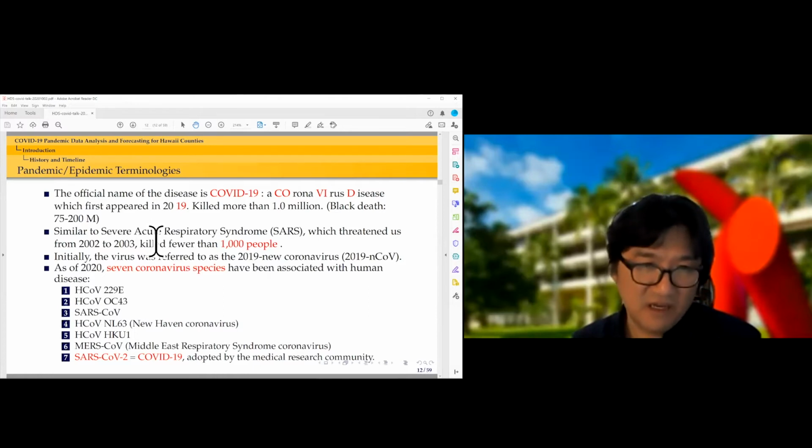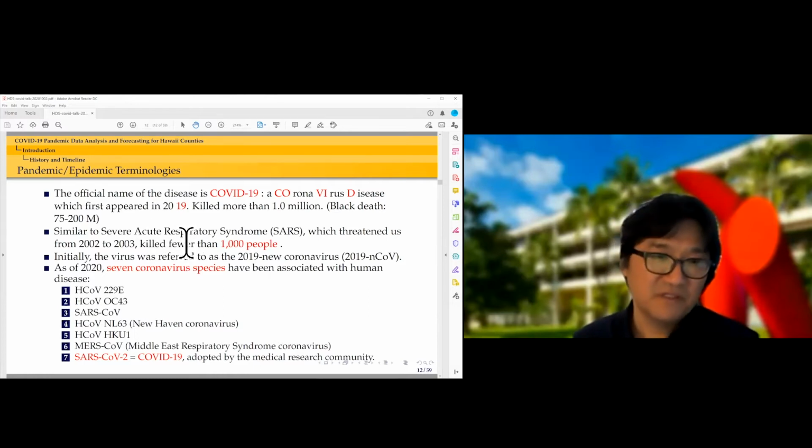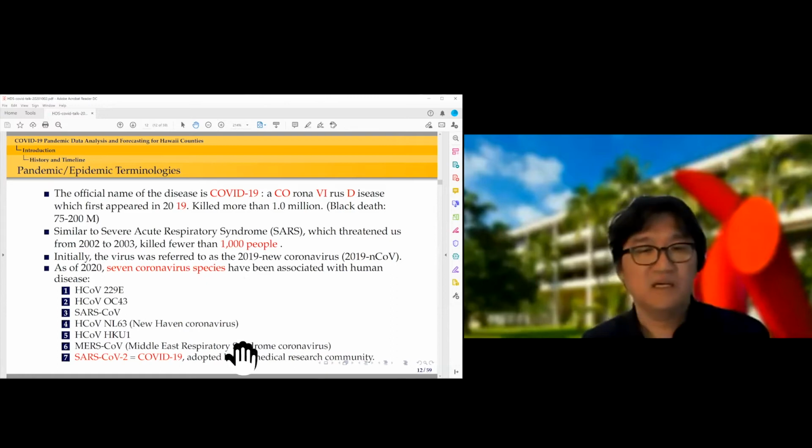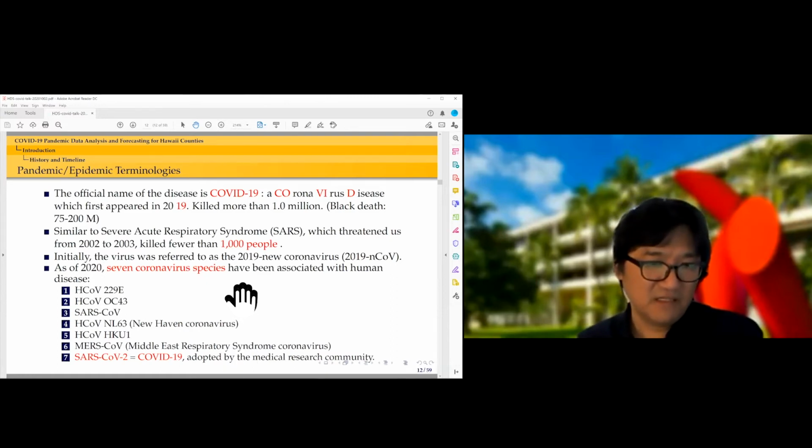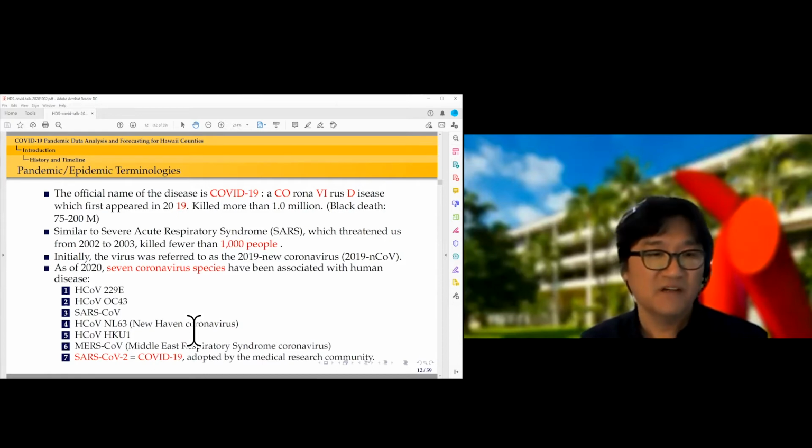Severe acute respiratory syndrome, which killed less than 1,000 people in 2002 and 2003. But actually, COVID-19 is one species of these, one of the 7, but this is more drastic. And also, we don't have any treatment medicine or vaccine. But this one, MERS, hits the Middle East, known as Middle East respiratory syndrome coronavirus.